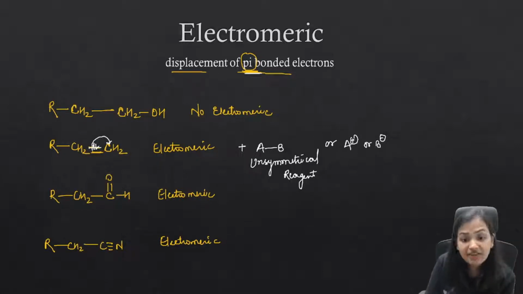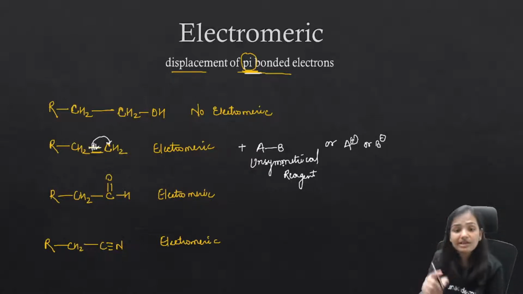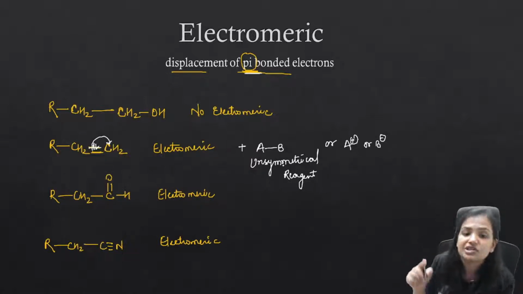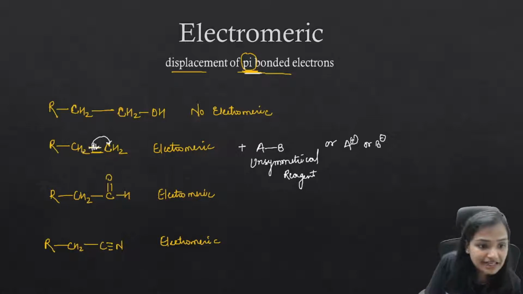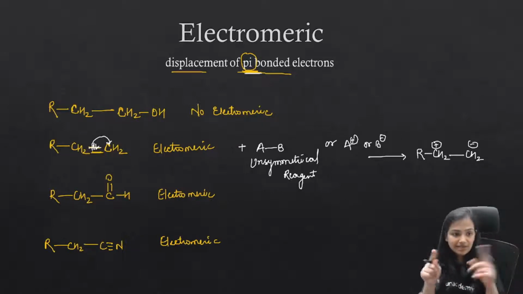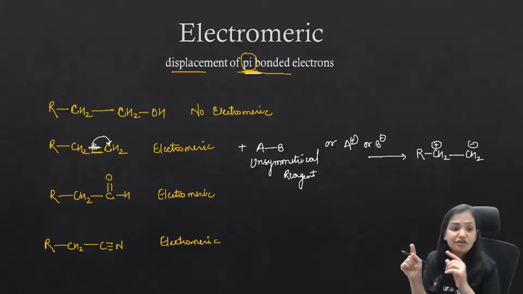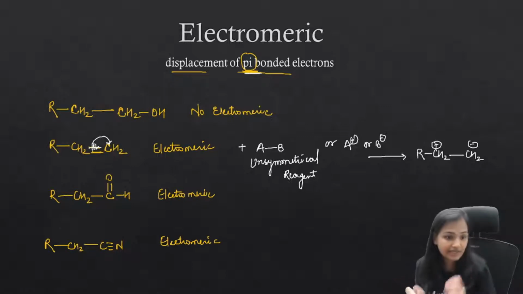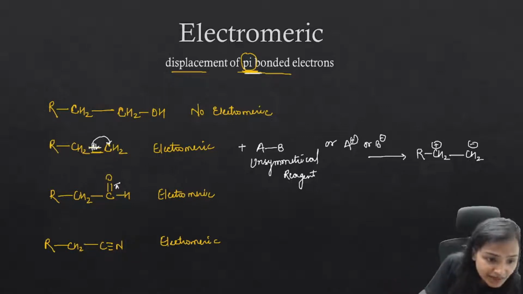Whenever there is a presence, only and only in the presence of an unsymmetrical reagent, ultimately here what will happen? We can see that this will result in the formation of RCH2 single bond CH2. This will become negative and this will become positive. So ultimately what has happened? There is a displacement of pi bonded electron. Are you getting? Now here we have this as a pi bonded electron.